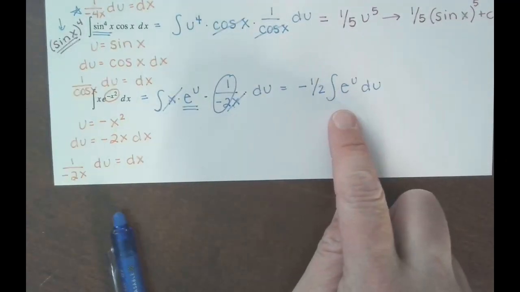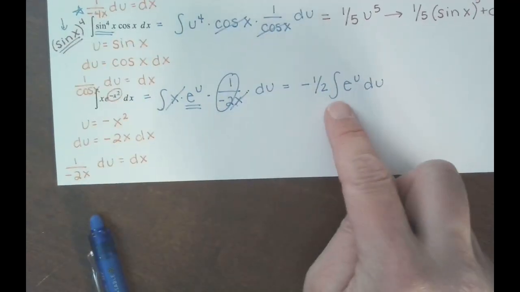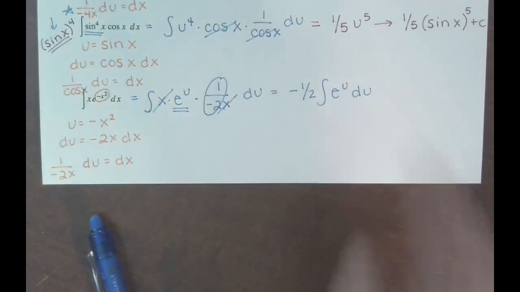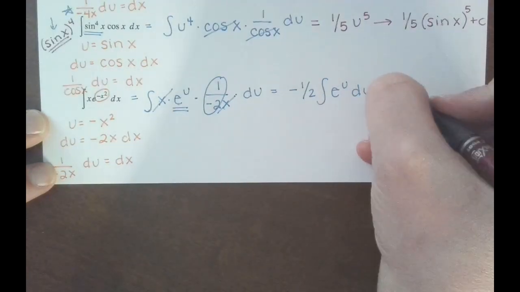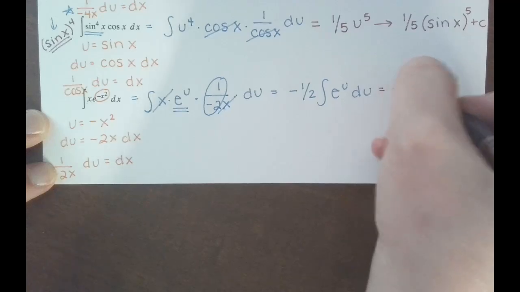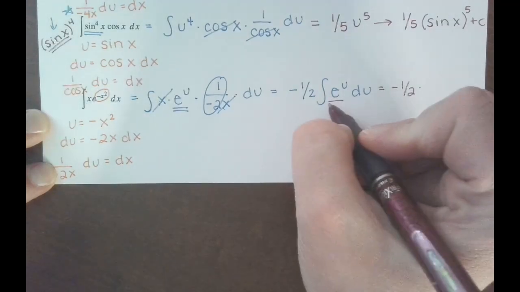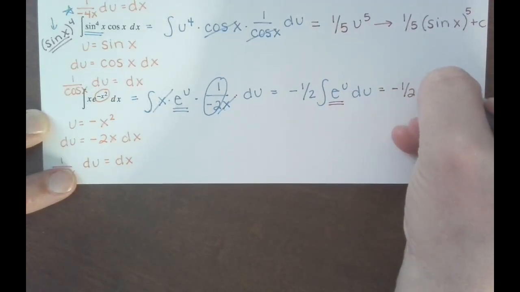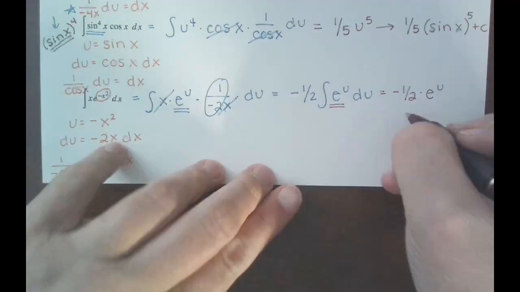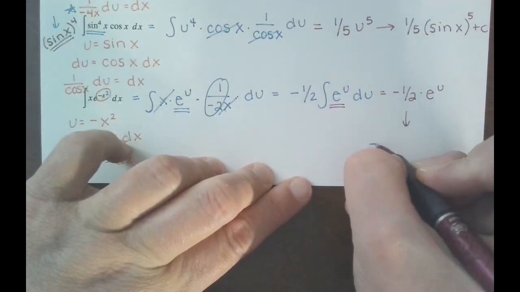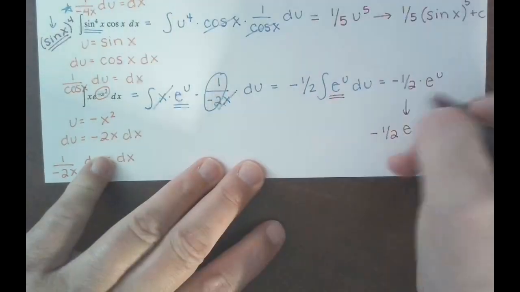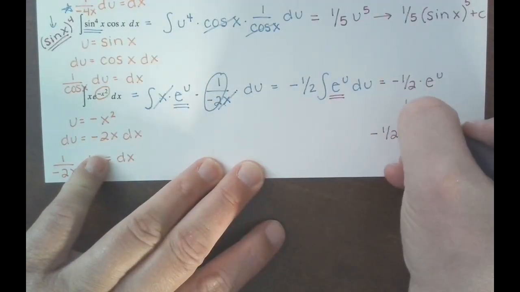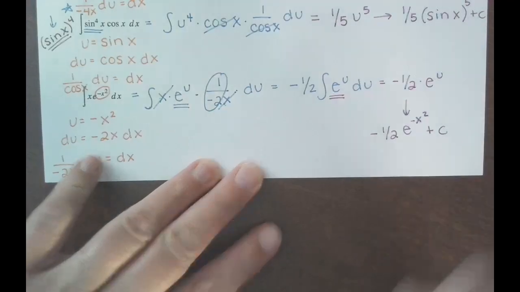And now this thing that we've done all this conversion with, this is something I can actually do an integral of. That's the point of U-substitution, is to get you to a place where you can do an integral. So I know that that negative 1/2 gets to just come along for the ride. Antiderivative of e to the u is just e to the u. And then let's place that u back in. So negative 1/2 e to the negative x squared plus c.